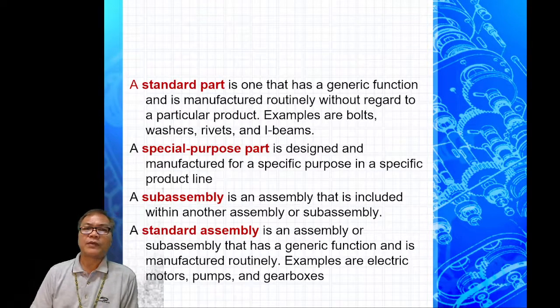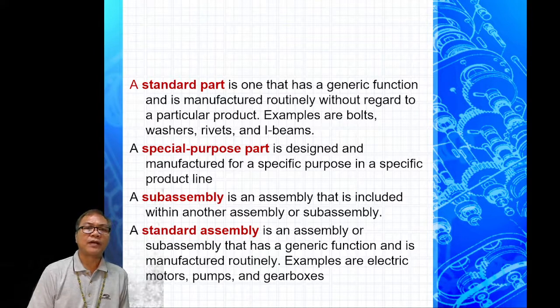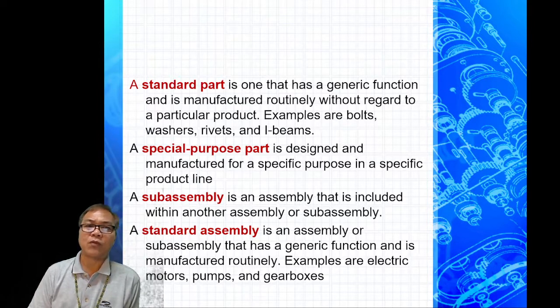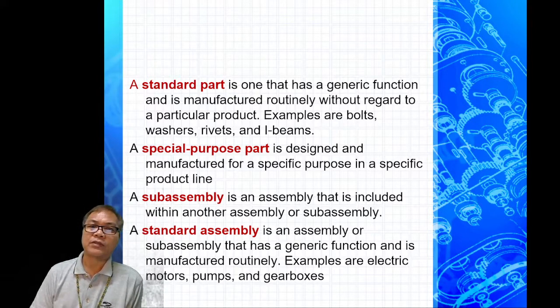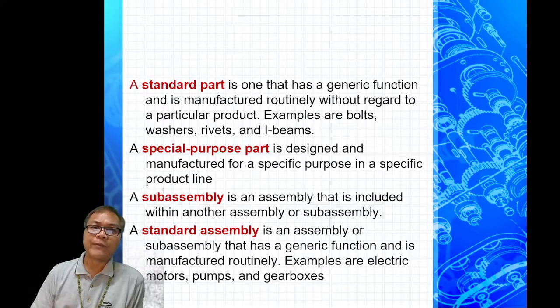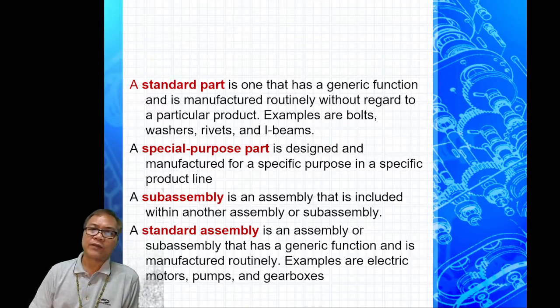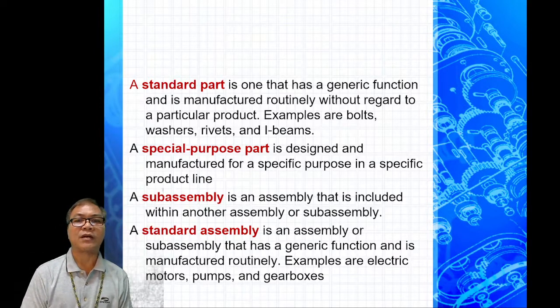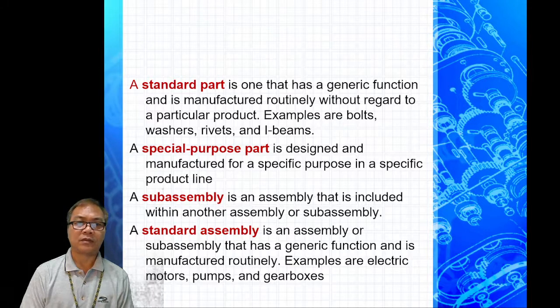Now, a standard part is one that has a generic function and is manufactured routinely without regard to a particular product. Examples are bolts, washers, rivets, I-beams, angular bars or square bars. These are standard parts. A pulley, for example, is standard, with A-type, B-type, and C-type, and there are also flat belts. So these are standard parts. You can just buy them in a commercial store or from those who sell hardware.